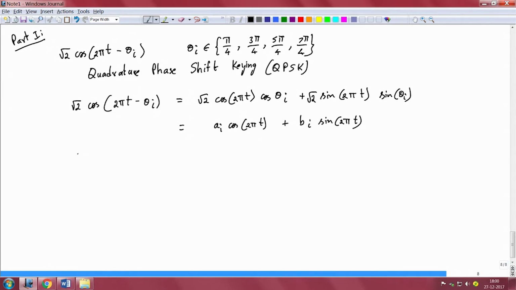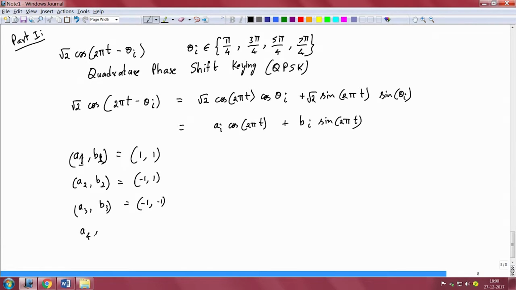where the coordinates Ai comma Bi, depending on the phase shifts, we can write as follows: A1 comma B1 as 1 comma 1, A2 comma B2 is minus 1 comma 1, A3 comma B3 is minus 1 comma minus 1, A4 comma B4 is 1 comma minus 1.